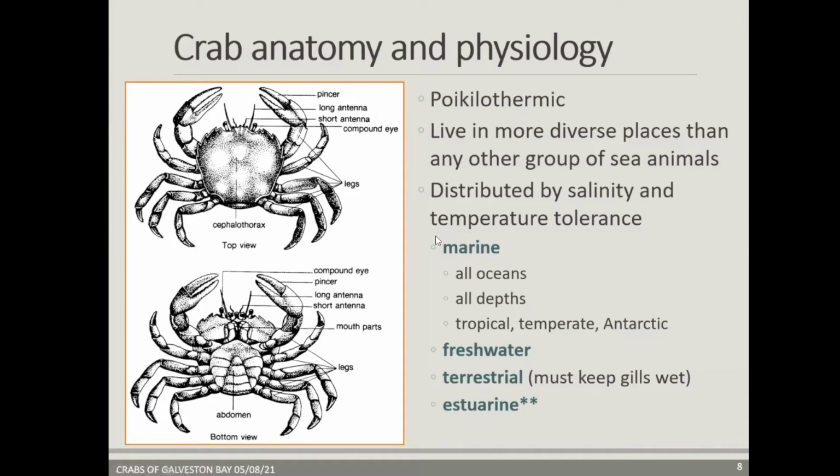Estuarine crabs are actually marine crabs that are adapted to low salinity water. And again, the larvae of all species are aquatic.